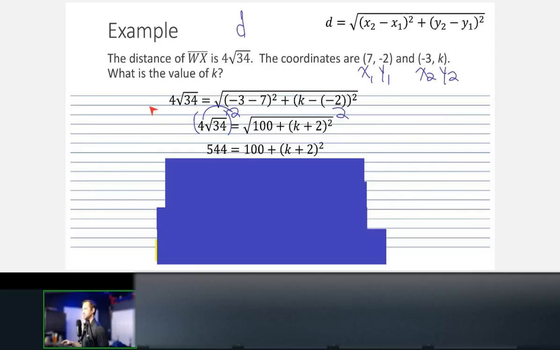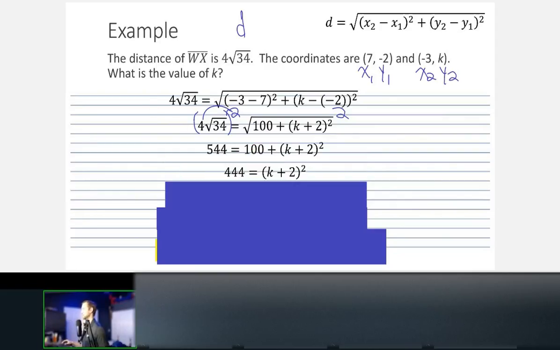All right. And then I think Isabella said we subtract 100 from both sides. She is correct. And then what do we do? We square root both sides. All right, so everyone take the next 30 seconds and square root 444. 30 seconds, ready, go.